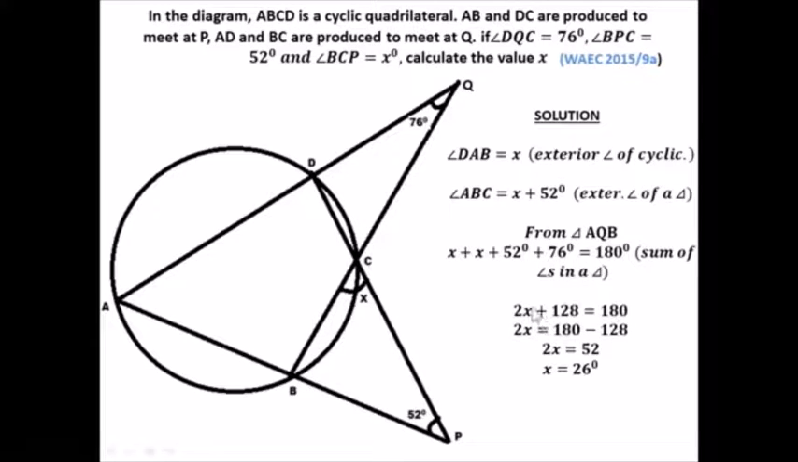From there, you can find your 2x, which is going to be 180 minus 128. And 2x is going to be 52. From there, you can divide both sides by 2. That will give us 26 degrees. So that means our angle S here is 26 degrees.